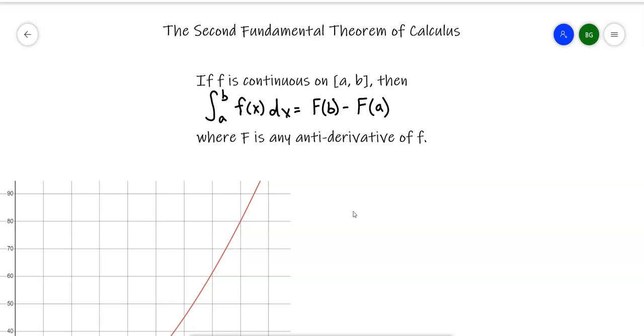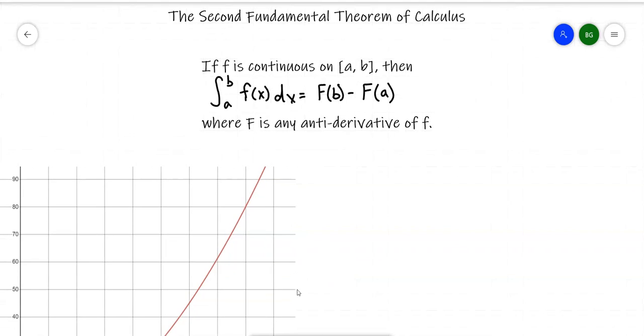Which should make some sense, right? Because if you're moving fast, if you have a high velocity, your displacement is changing quickly, whereas if you're moving slowly and you have a low velocity, your displacement is changing very slowly. So velocity is just the rate of change of displacement.